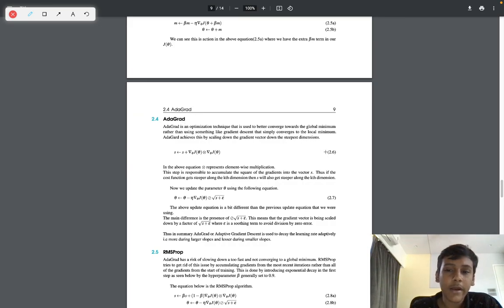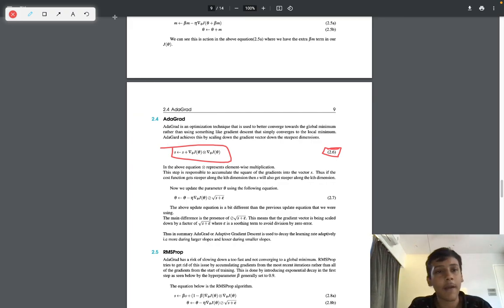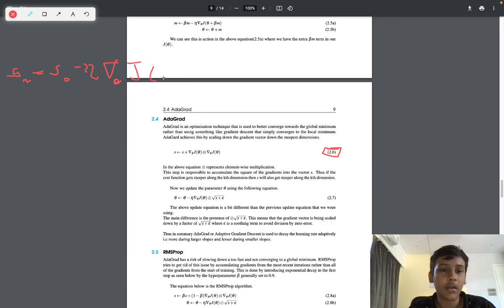So first we are gonna be looking at equation 2.6 because that's the first equation. The second equation is a parameter update equation, where we use the parameter that we calculated to update the theta parameter. So the first thing is we need to calculate the s parameter. The way we calculate it is, S new is going to be equal to S old plus the nabla theta J theta.